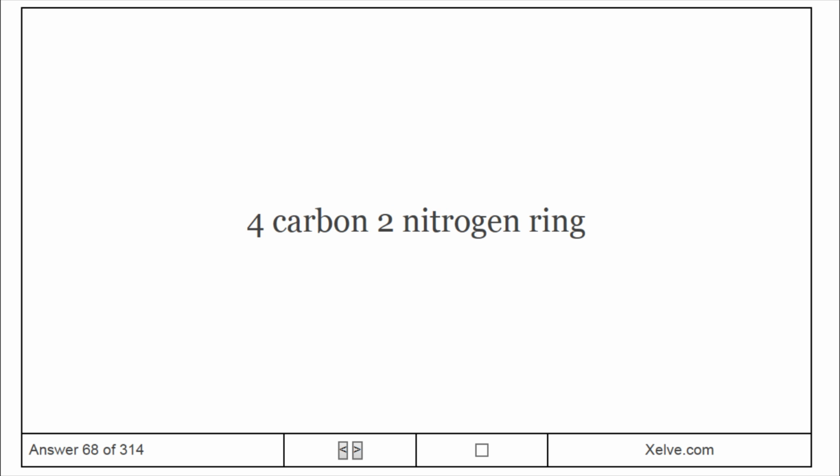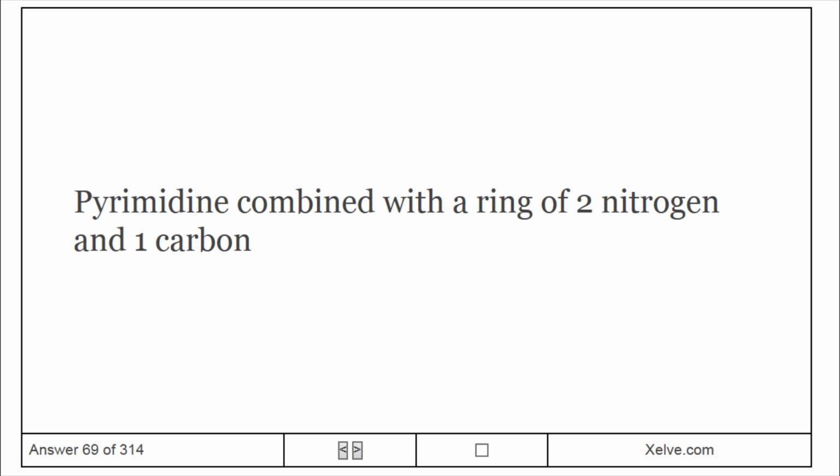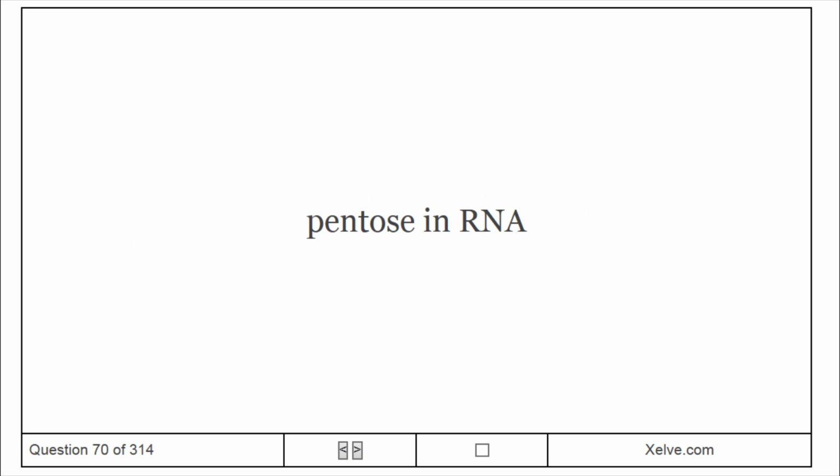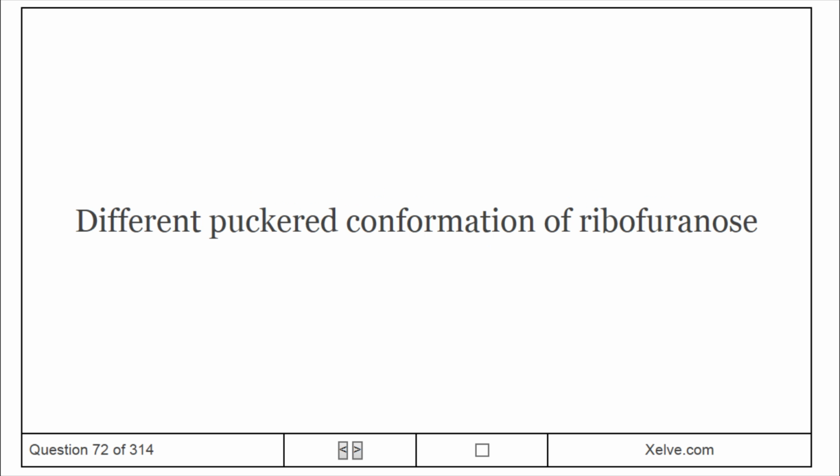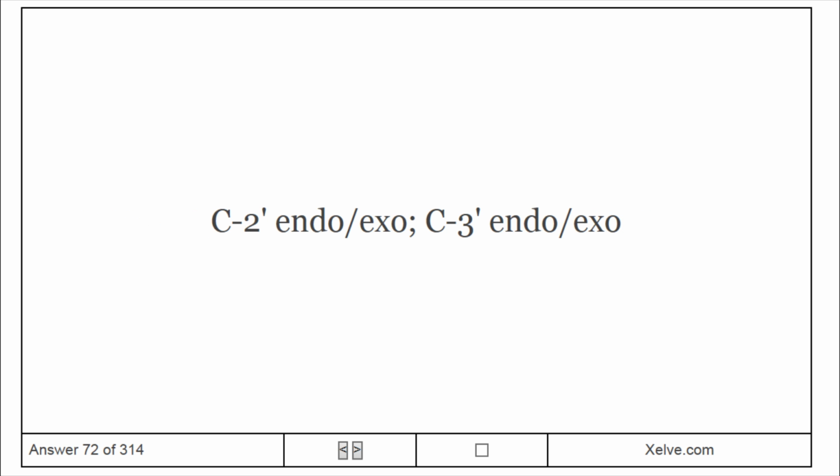Pyrimidine, 4-carbon 2-nitrogen ring. Purine, pyrimidine combined with a ring of 2 nitrogen and 1 carbon. Pentose in RNA: beta-D-ribofuranose. Pentose in DNA: beta-2-deoxy-D-ribofuranose, O on 2 becomes H. Different puckered conformations of ribofuranose: C2 endo/exo, C3 endo/exo.